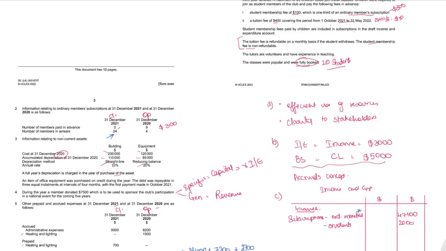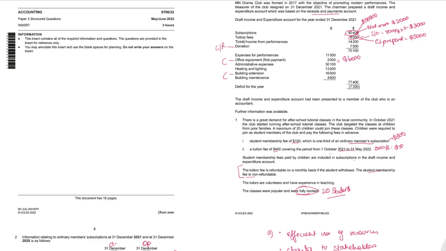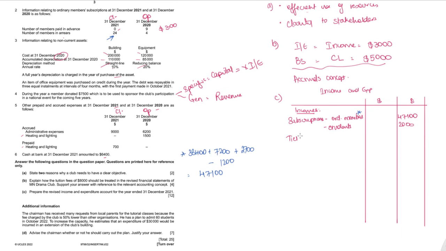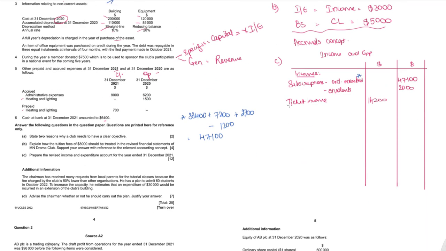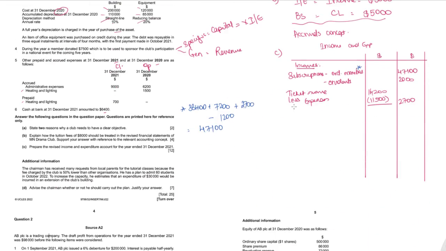Apart from this, what all do we have? We have ticket income from performances 14,200, and we will subtract the expenses for performances. So, ticket income 14,200 and 11,500 less expenses. In exam you'll write the whole thing, expenses for performances. So 2,700. And apart from this, we'll also have to record the tuition fees, as we discussed, 3,000. So total income for the club will be 54,800.